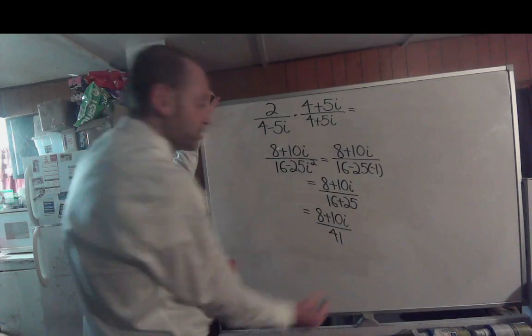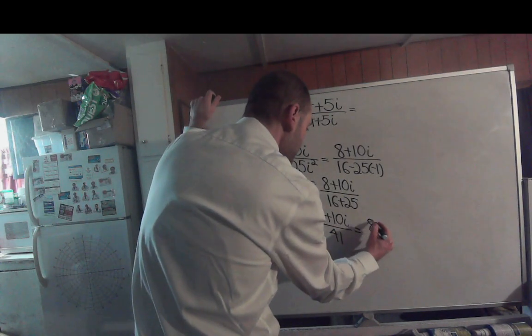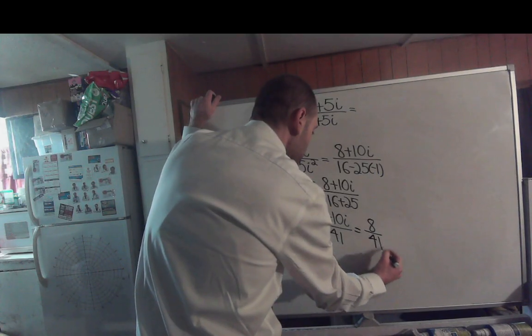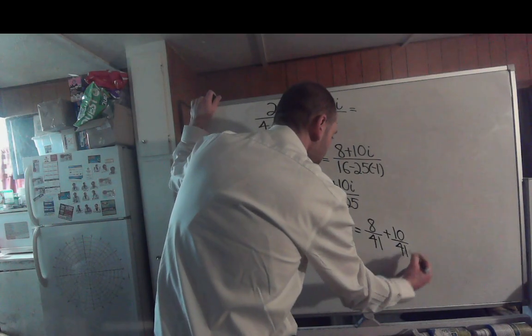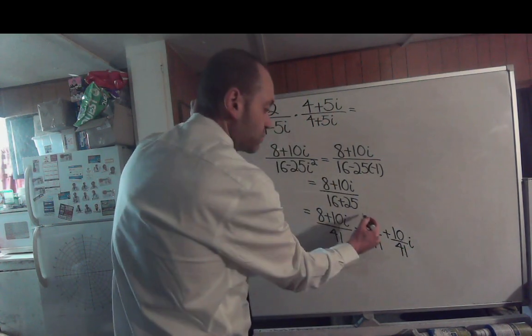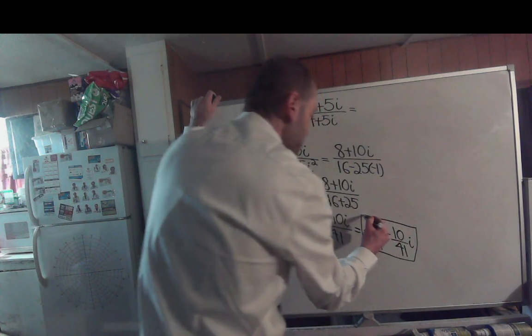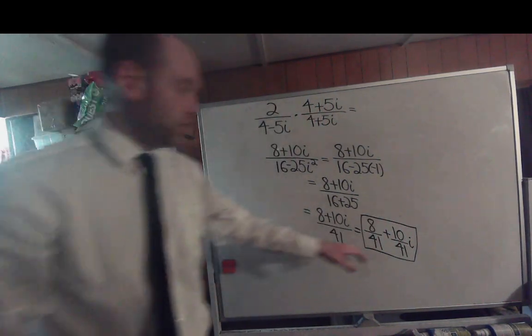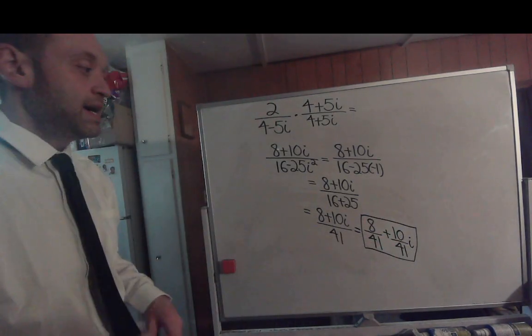That's one way you could write it, or you could write it as 8 over 41 plus 10 over 41i. This is really the correct way to write it in standard form. It would be 8 over 41 plus 10 over 41i.